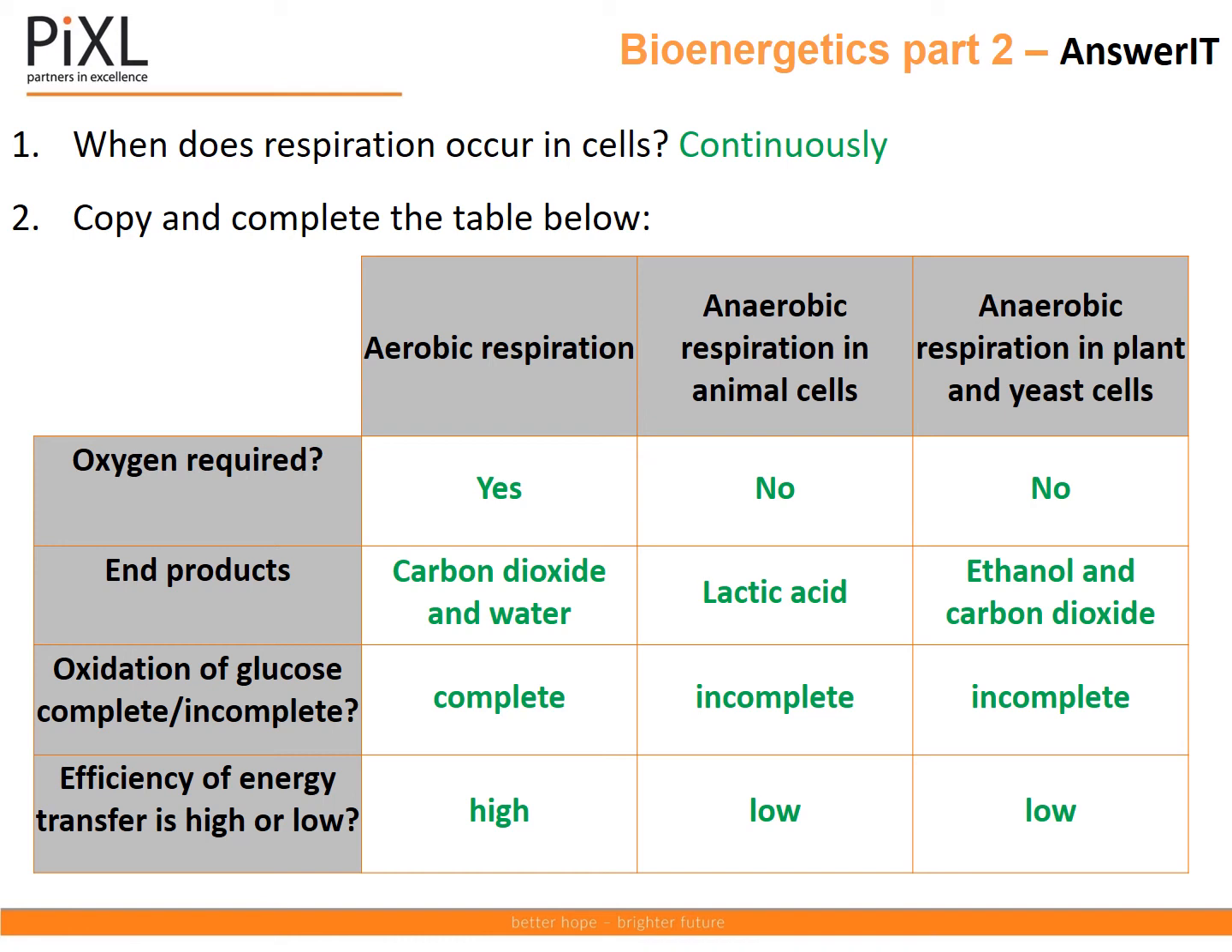So aerobic respiration uses oxygen. Its end products are carbon dioxide and water. It is complete oxidation, and it produces high amounts of energy. Anaerobic respiration does not use oxygen. This is for animal cells, does not use oxygen. The end products are lactic acid. It is incomplete oxidation with low energy transfer. And finally, anaerobic respiration in plants and yeast cells does not require oxygen, but produces ethanol and carbon dioxide. It is incomplete oxidation, and again has low energy transfer.